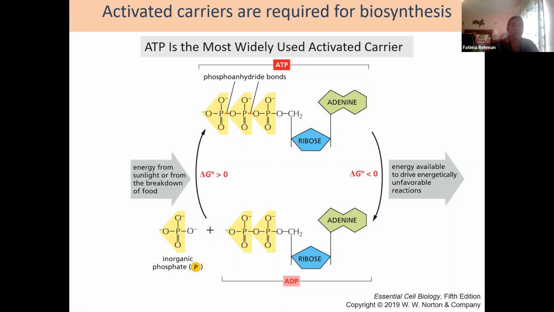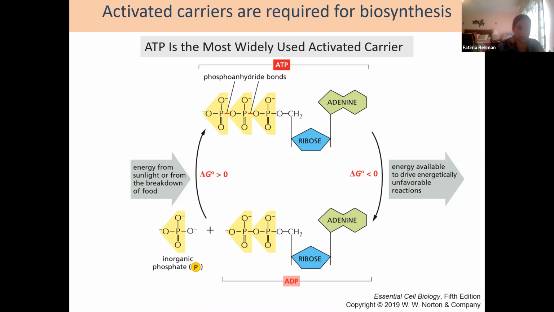The most common and most widely used of these activated carriers is our ATP, which is why it's called the currency of our cells. And that is basically adenine and a ribose. So it is a nucleotide that is combined with 3 phosphate groups. So it has these 2 phosphate bonds that can be broken down. And those bonds, as they are broken down, release energy that can then be used to catalyze your anabolic reactions.